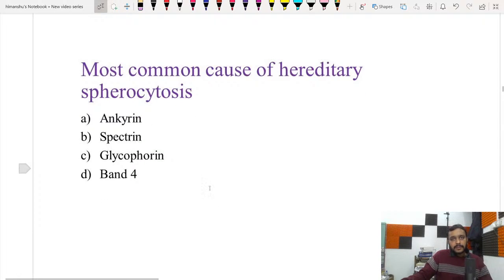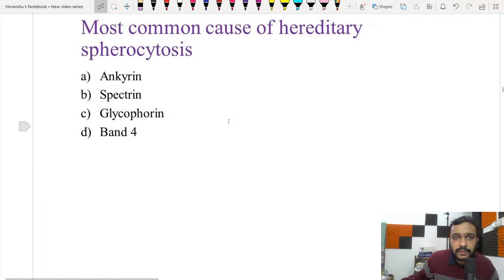The most common cause of hereditary spherocytosis is.